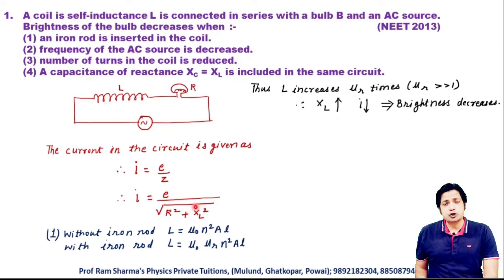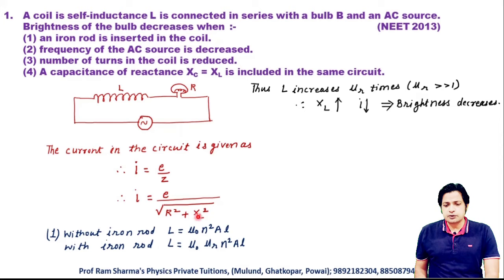Now XL is in the denominator. If reactance XL increases, then the denominator increases, and if the denominator increases, the current decreases. So I came to know that if current decreases, the brightness decreases. So the very first option itself is the answer, but here I will also teach you why the others are not correct. Okay, the second option is frequency of the AC source is decreased.